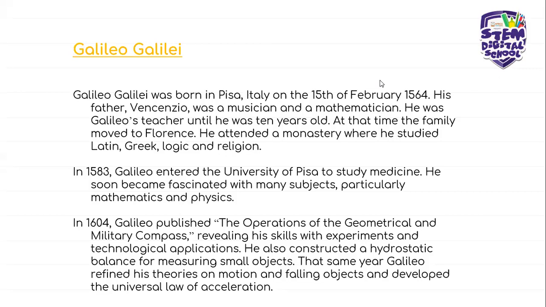Okay, very good. Well done. Right, so basically this paragraph gave you the year and told you that he published the operations of the geometrical and military compass. So he was very into math and physics. So he published information about a compass. And by this publication, it revealed his skills with experimentation and technological applications. Now, remember, in natural science, I did teach that to you earlier on. I told you when you learn to experiment by doing those investigations, it helps.